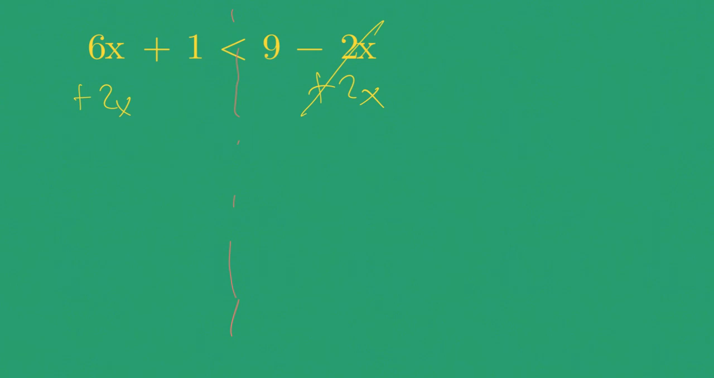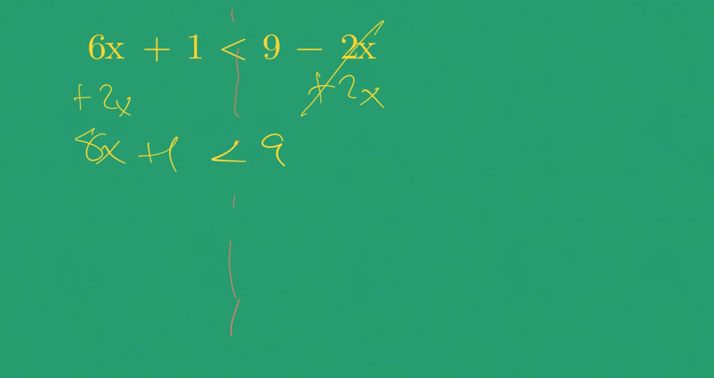What is 6x plus 2x? Got 8x. So now on the left side, you're going to have 8x plus 1 is less than 9. The x is now on the left. It's a positive number. Okay? There's a lot of good things there right there with that.